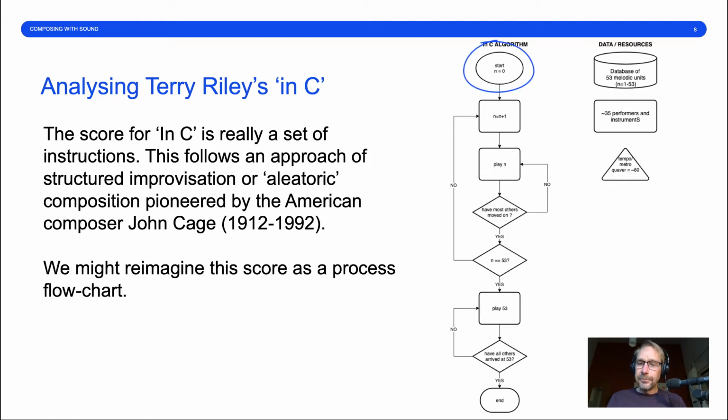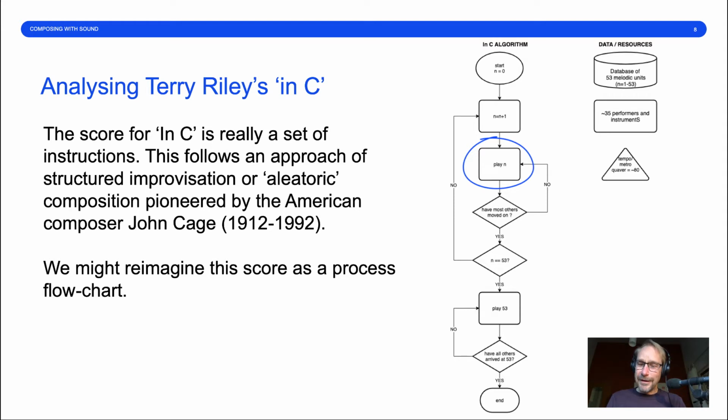So we start by setting our index number n to 0. Then we proceed to the first action, which is to add 1 to our index, n equals n plus 1. Then we move on to the next instruction, which is to play fragment number n, fragment 1. Once we've played it, we listen out to all the other performers. Have most other performers moved on? We ask ourselves the question. If no, then we play fragment 1 again.